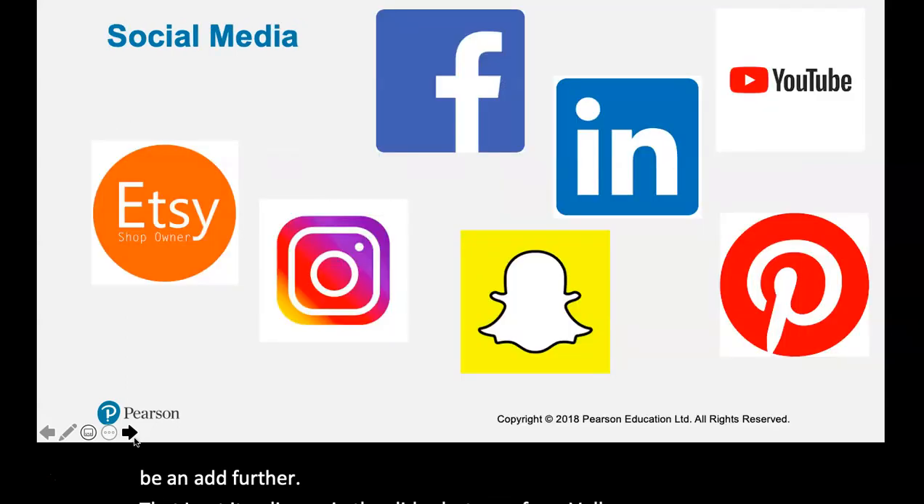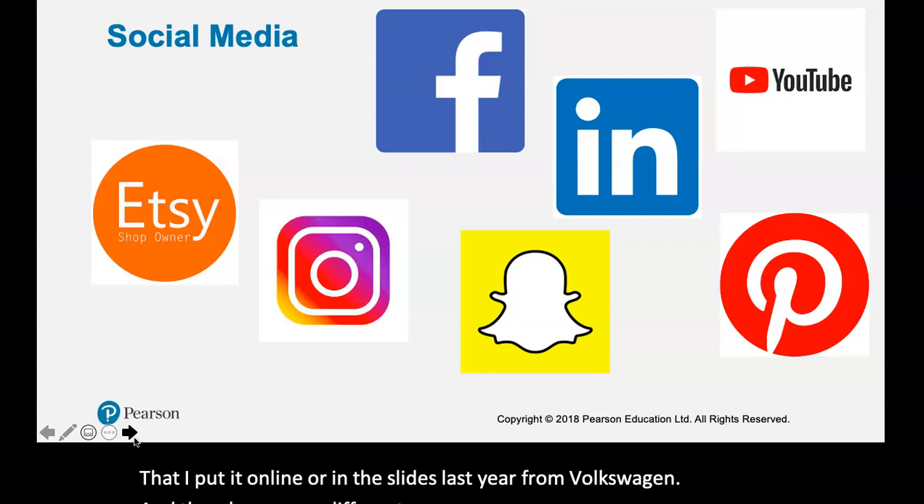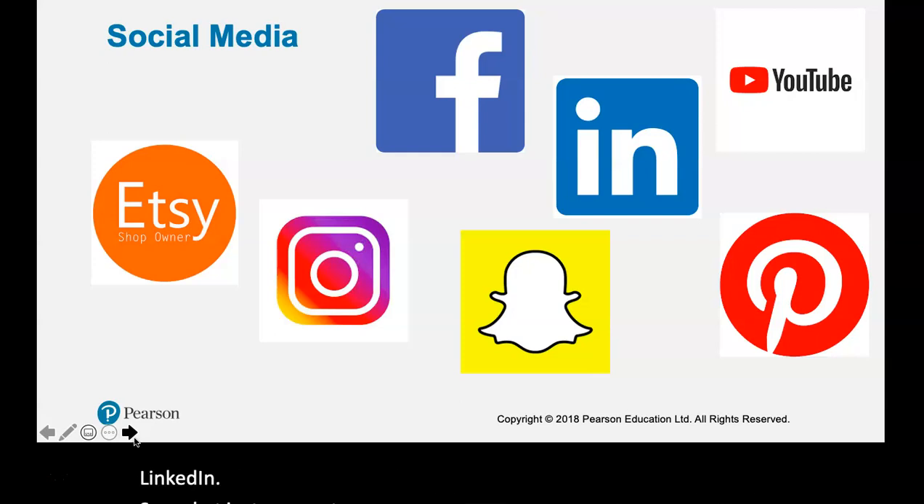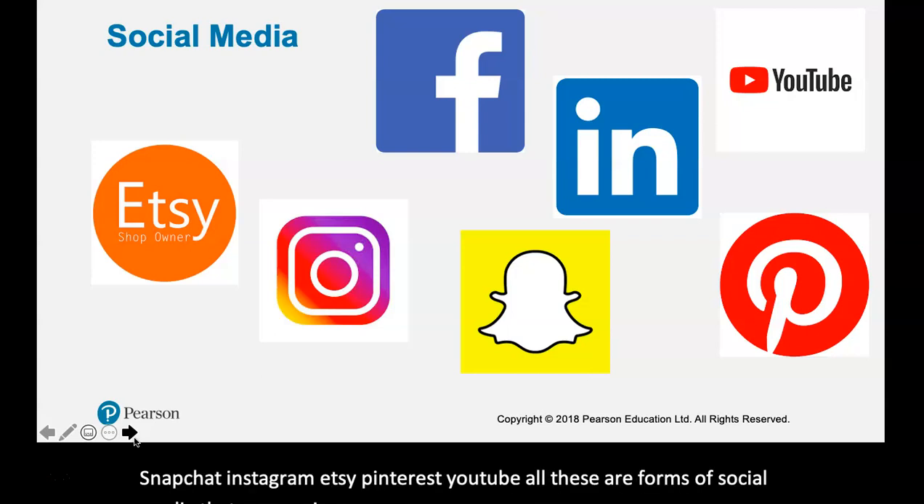And there's so many different social media platforms to go to. Facebook, LinkedIn, Snapchat, Instagram, Etsy, Pinterest, YouTube. All these are forms of social media that companies take advantage of every day, specific to their market.